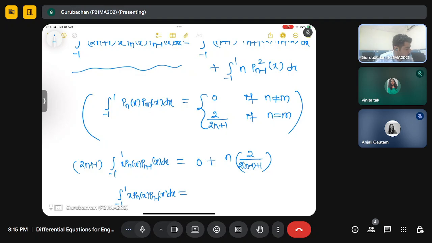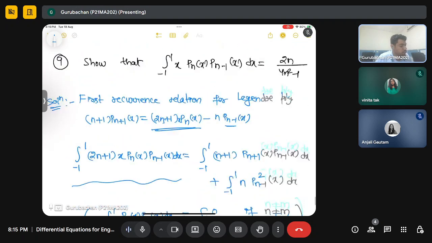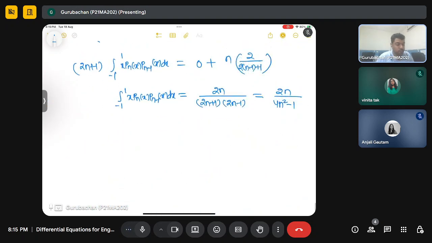This will be 2n divided by 2n plus 1 from the left-hand side and 2n minus 1 from the right-hand side. It will be 2n divided by 4n square minus 1. I think this is what we had to prove, and we have done it.